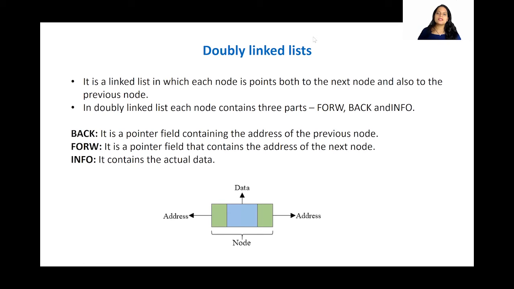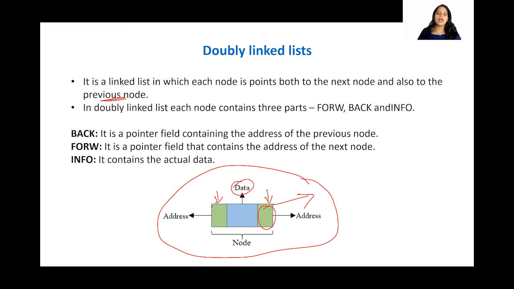As the name says, this one has double links. It is a linked list in which each node points to both the next node and the previous node. Look at this image: I have a single node here. In the middle, I'm going to store the data, and the other two parts are the link parts, where one points to the next node and the first one points to the previous node. That's why this is called a doubly linked list, because it has double links.